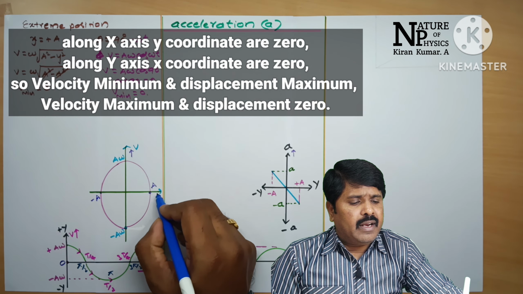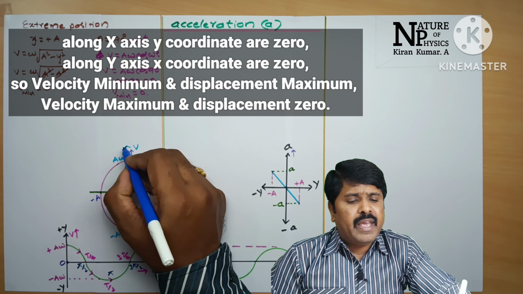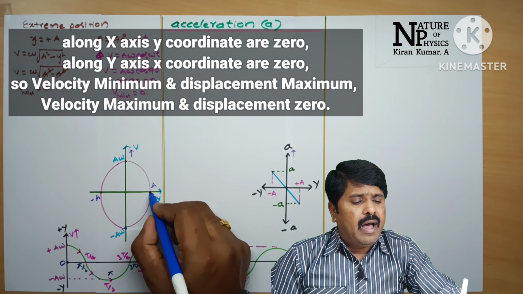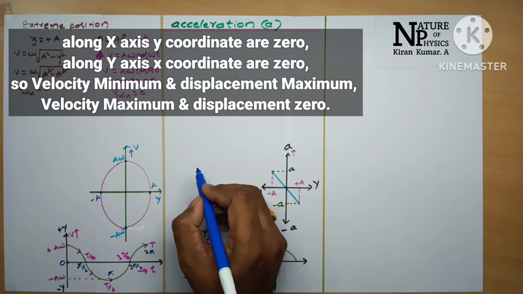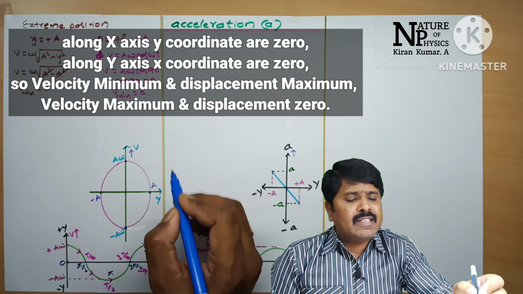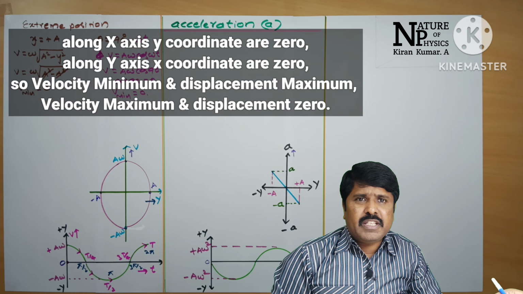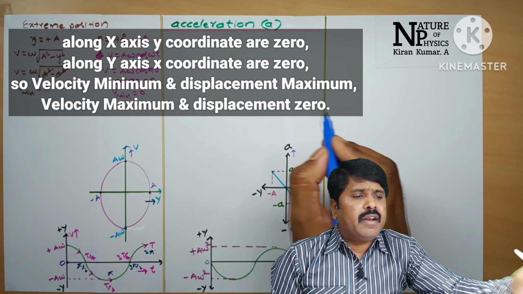Before that, another graph is there. Here velocity is represented on the y-axis, so this velocity is A omega, at displacement y equal to plus A, clearly represented. On the y-axis is velocity, on the x-axis is displacement y. And next one, acceleration is there.